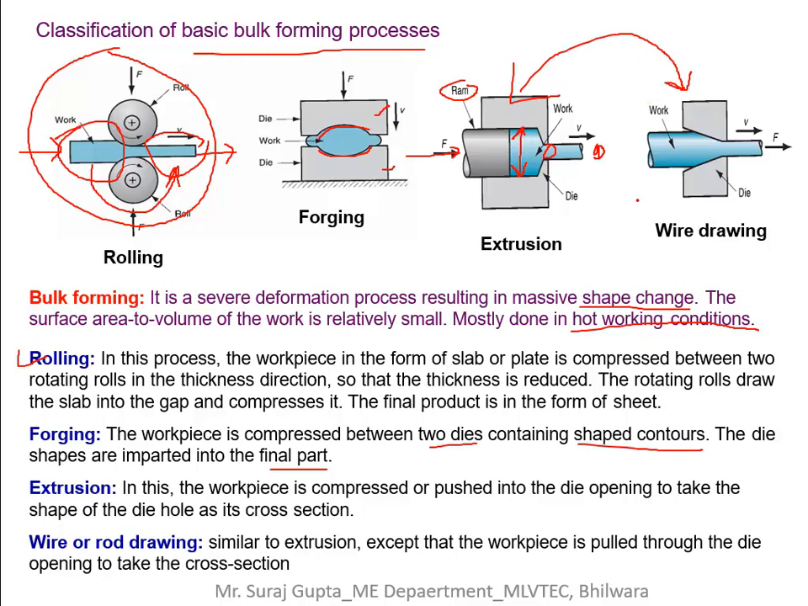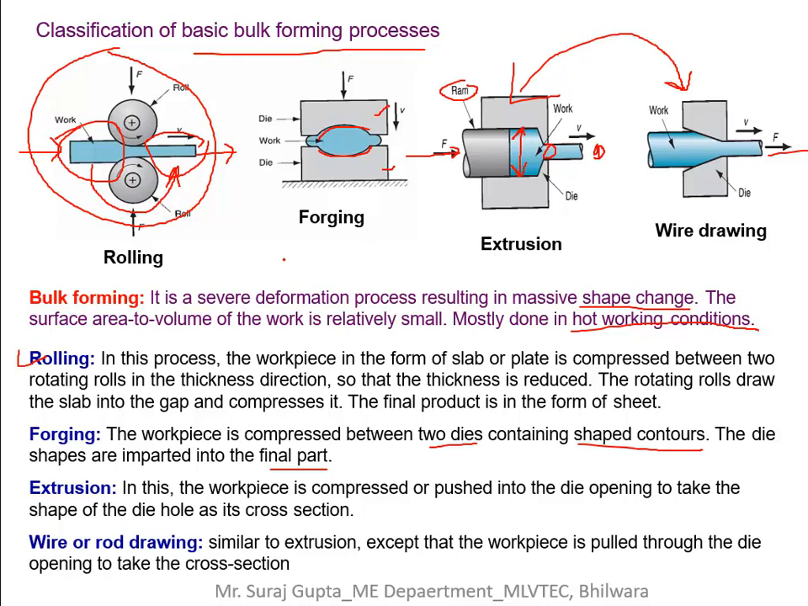We can see where the forces are applying on the workpiece: not here at the input, but here at the output. So we can say it is similar to extrusion, except that the workpiece is pulled through the die opening to take the cross section. This force is applying on the output part, and this material will come out as a wire or bar, and this process is known as wire or rod drawing. This process is used to make a wire or rod of very small diameter.